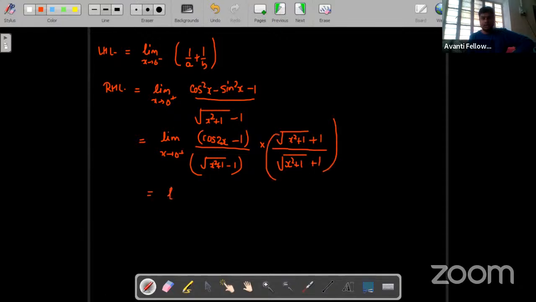Clear? Now we can write limit x tending to 0 plus. You can write minus times of 1 minus cos 2x, I have taken minus common. In the denominator, a square minus b square: x square plus 1 minus 1. 1 cancelled, only x square is remaining. And here we'll write this as it is.